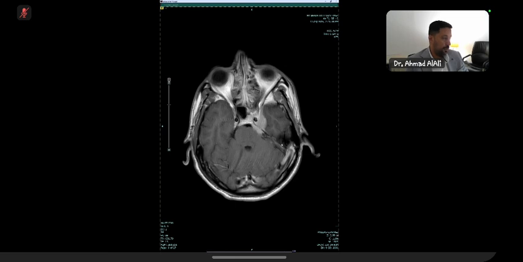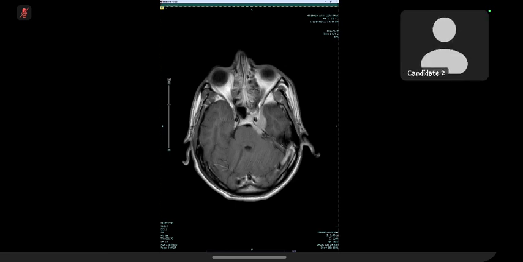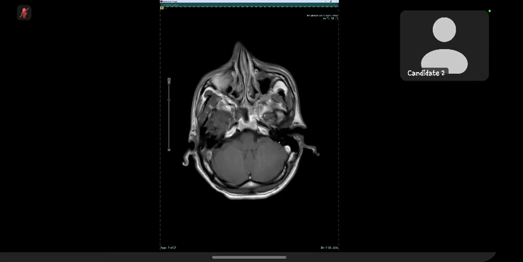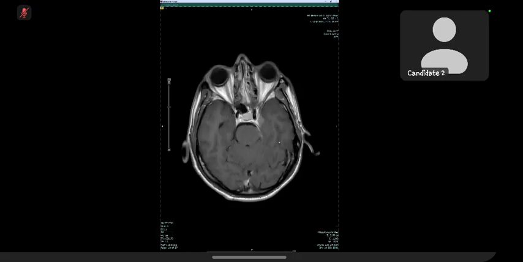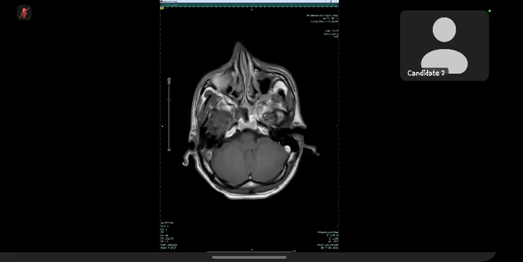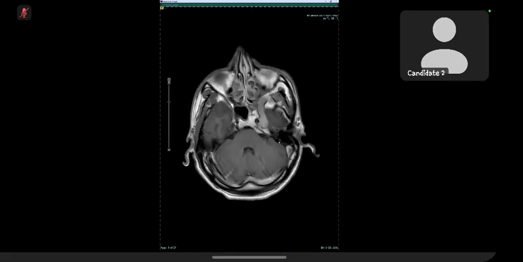I can appreciate an enhancing parasellar lesion, which is encasing the left cavernous sinus. This is an extra axial lesion which is causing compression over the midbrain and also causing compression over the left temporal lobe. However, no abnormal signal seen within the brain parenchyma. It is completely occluding the cavernous part of the left internal carotid artery.